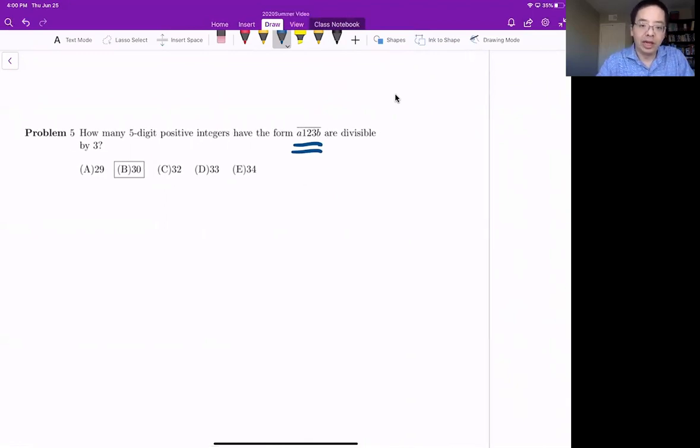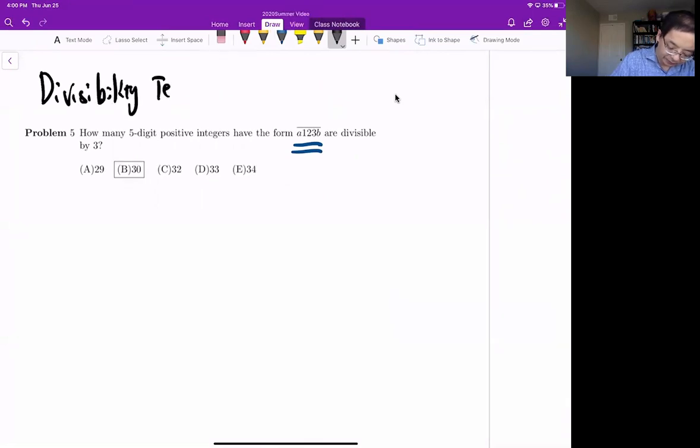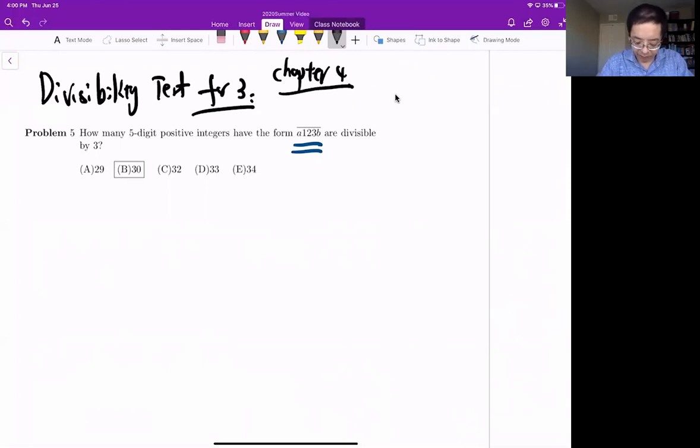Here what we need is the divisibility test for 3. If you don't know this, you can check chapter 4 of the book. Also, by the way, the previous trick is also in the textbook, in chapter 5, the fractions chapter.